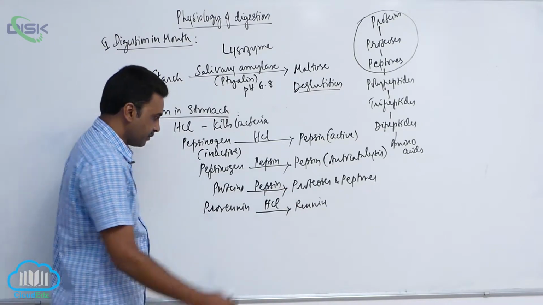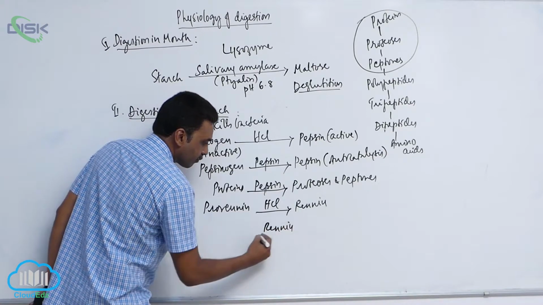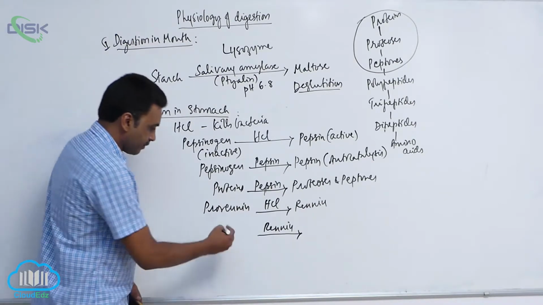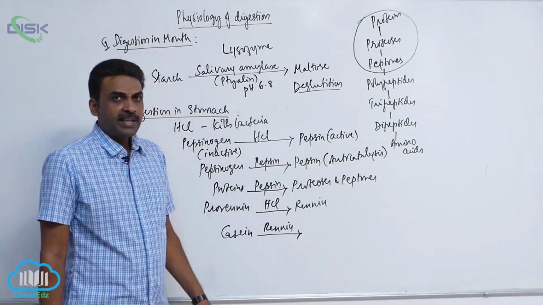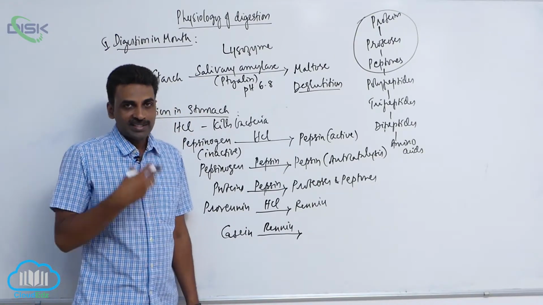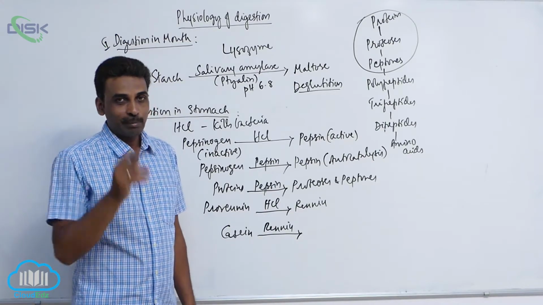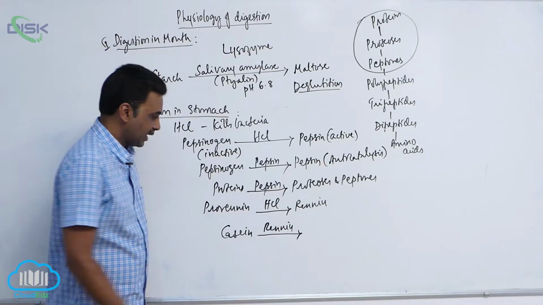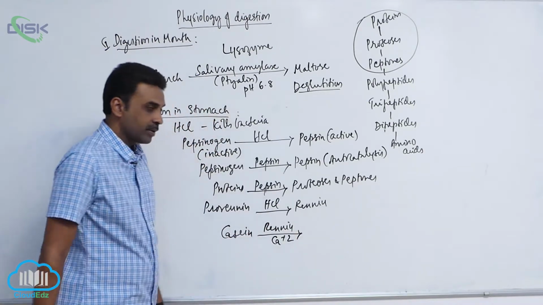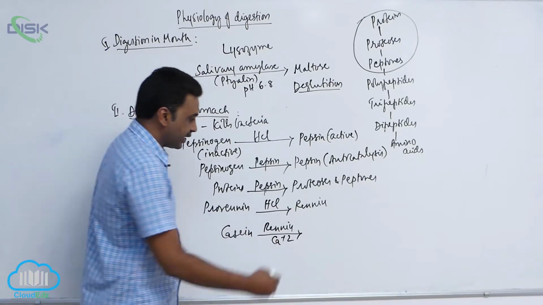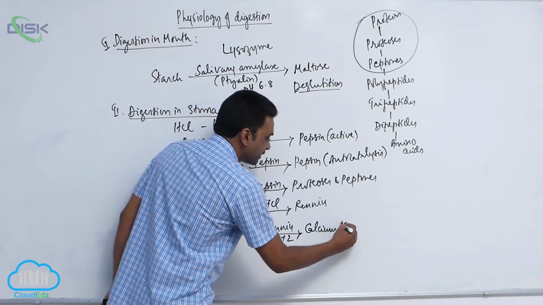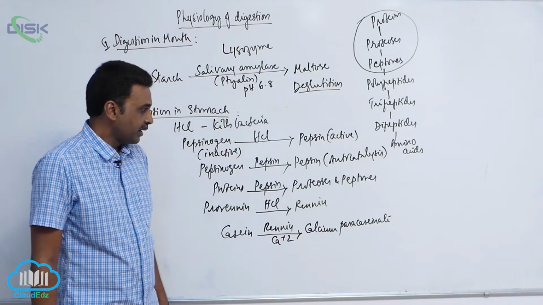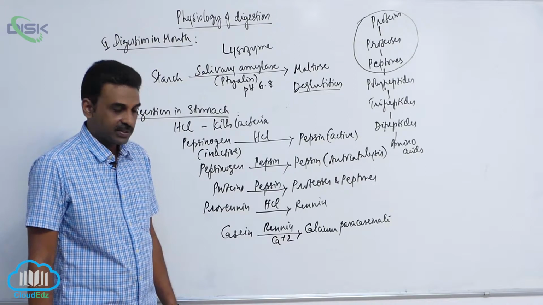This renin then comes and acts on casein. Casein is a milk protein in infants, in the suckling infants who are taking in milk. The milk contains a protein called casein. So renin acts on casein in the presence of calcium ions, and it is converted into calcium paracaseinate.